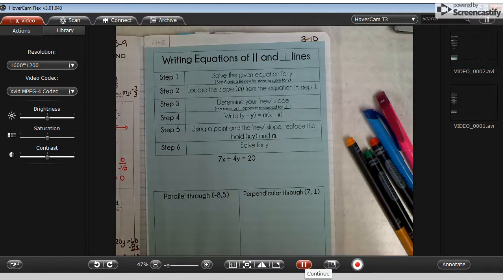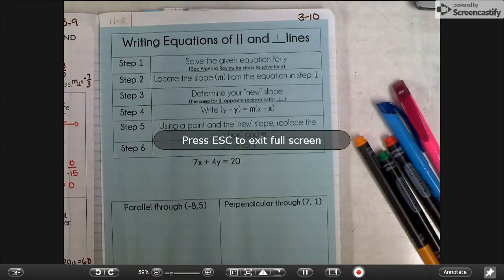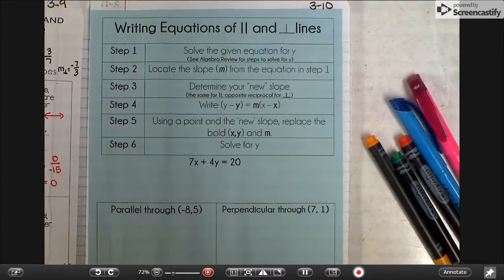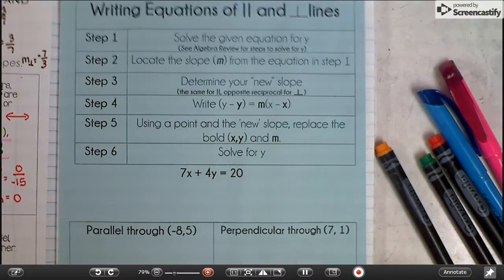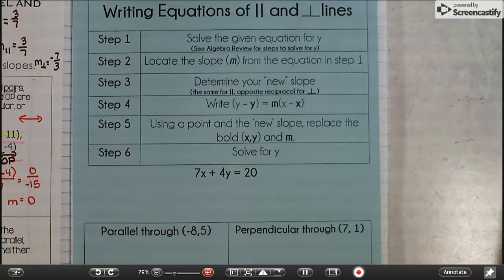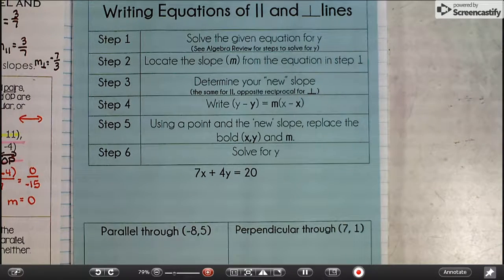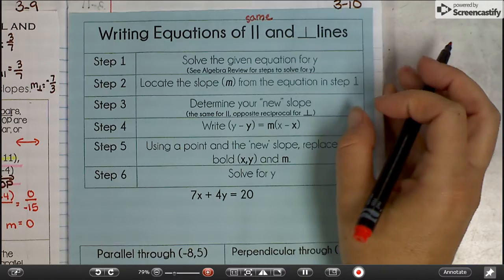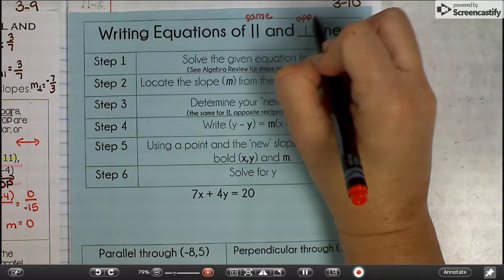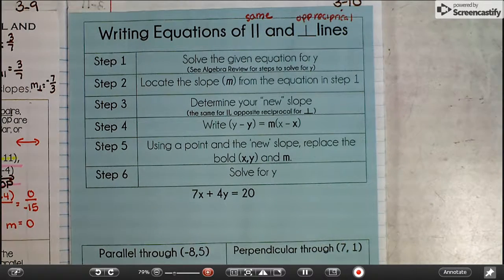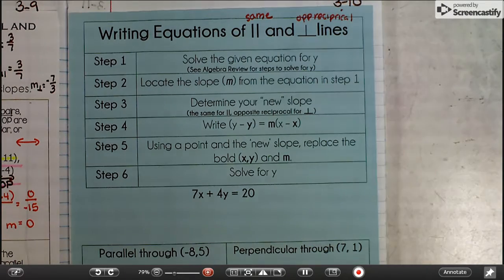This is the rest of the notes for writing the equation of parallel and perpendicular lines. In the previous video, all we did was figure out if lines were parallel or perpendicular given their slope. So the slope of parallel lines is the same, and slope of perpendicular lines is the opposite reciprocal. Now we're going to actually write the equation of a line that's parallel or perpendicular given some information.